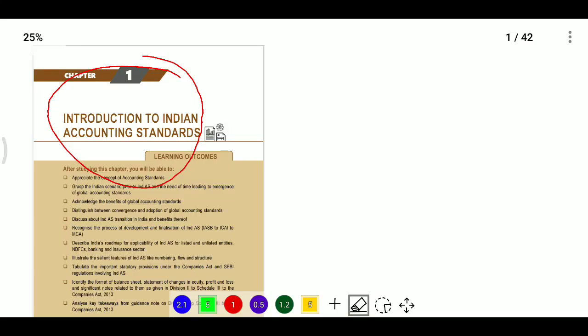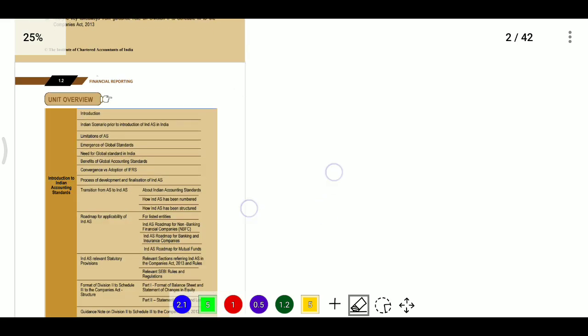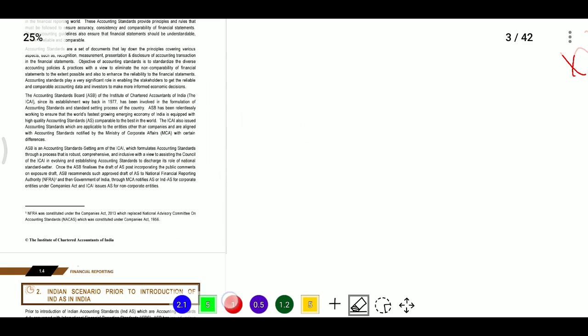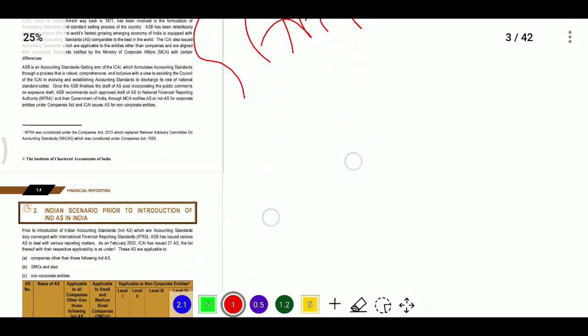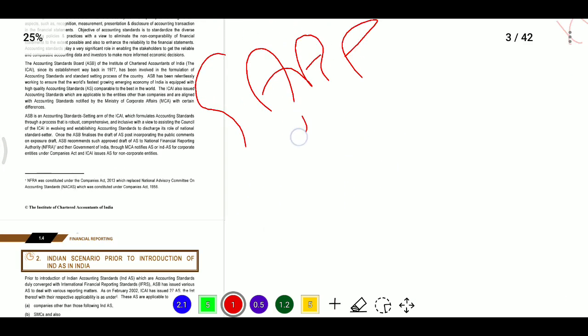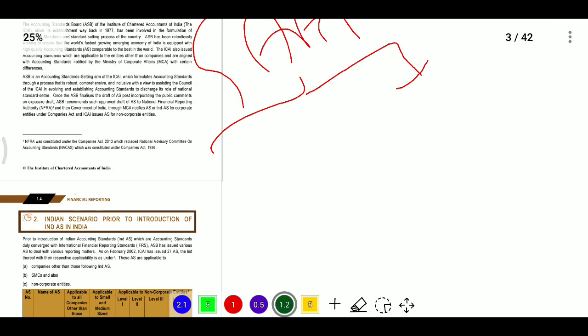Hello everybody. In this video we are going to discuss the introduction to Ind AS. For this, firstly we should know about GAAP. GAAP means Generally Accepted Accounting Principles. If we are only in India, staying in India, and want to follow Indian accounting, then we need to follow the accounting standards.